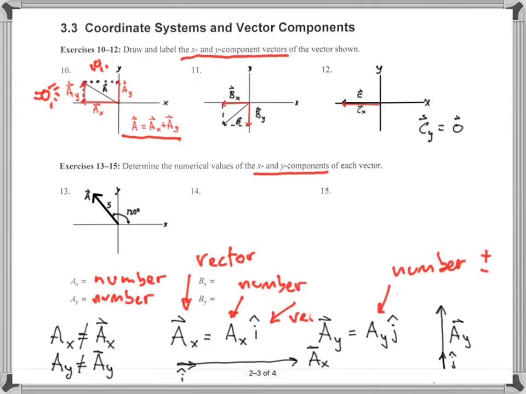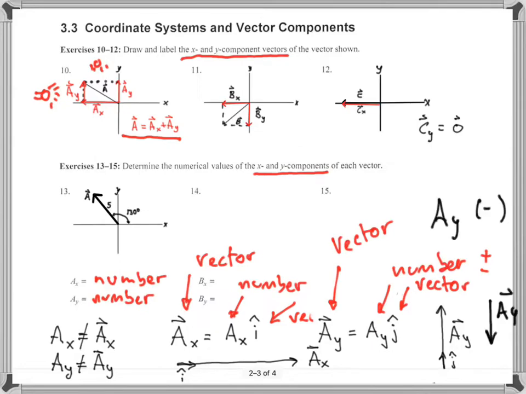So that number is positive or negative. And the ay component vector is a vector because it is equal to a number multiplied by a vector. So that gives you a vector. Again, it's a number that could be positive or negative. Negative will be the case when the ay component vector points down, for example, because j hat is always pointing up. So ay must be a negative number.